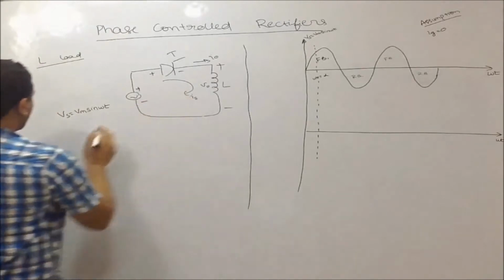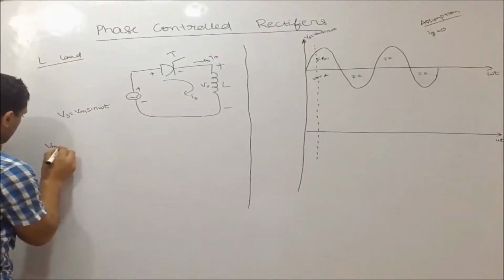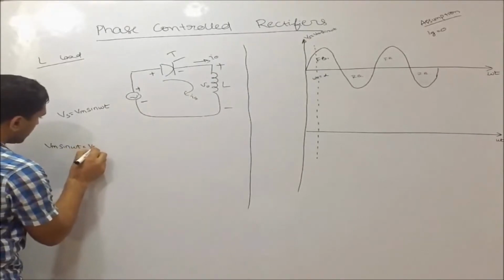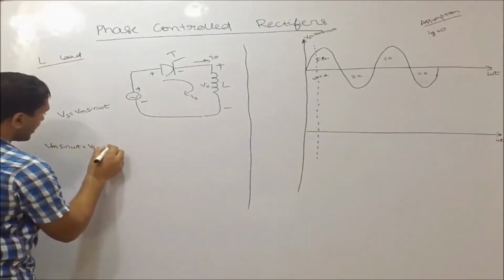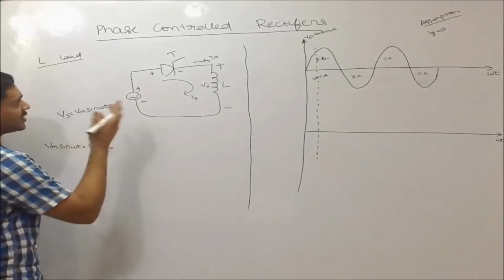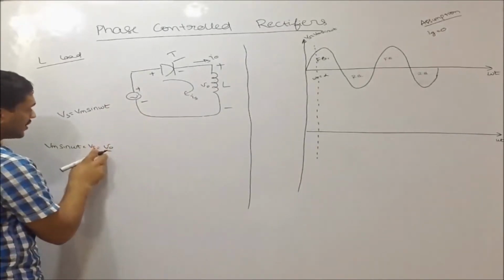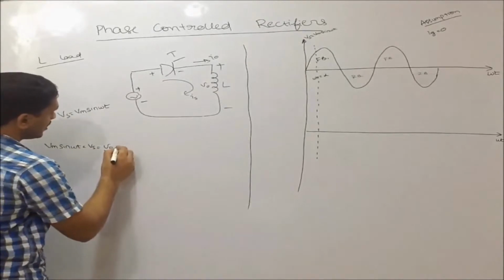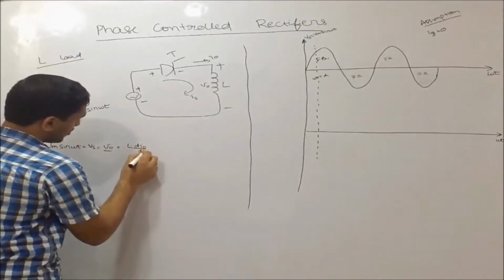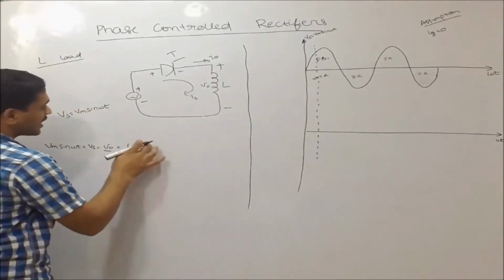Applying KVL, what do I have? Vm sin omega t. This is Vs. This is equal to my V0. This is the instantaneous voltage. KVL has to be satisfied at each and every moment. So this is the instantaneous voltage. This is nothing but L into dI0 by dt. I am interested in calculating I0.